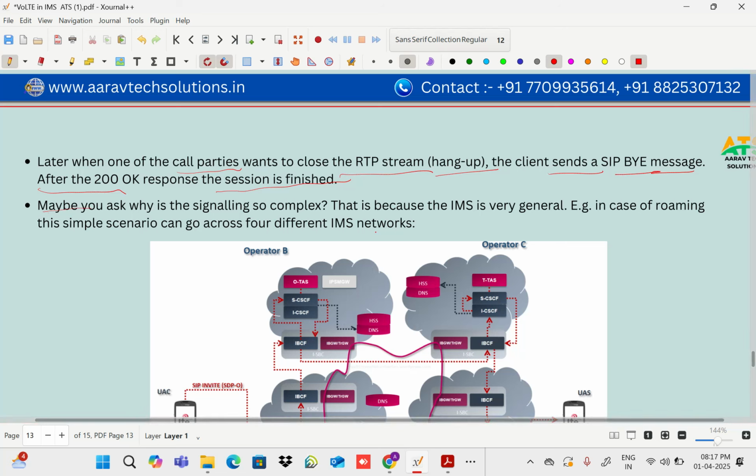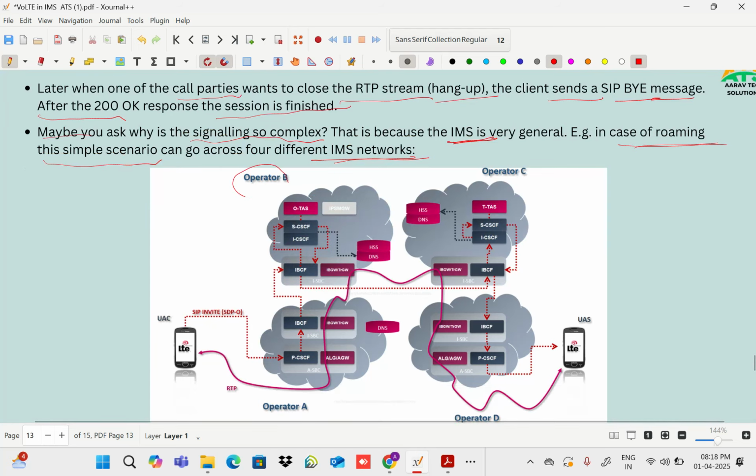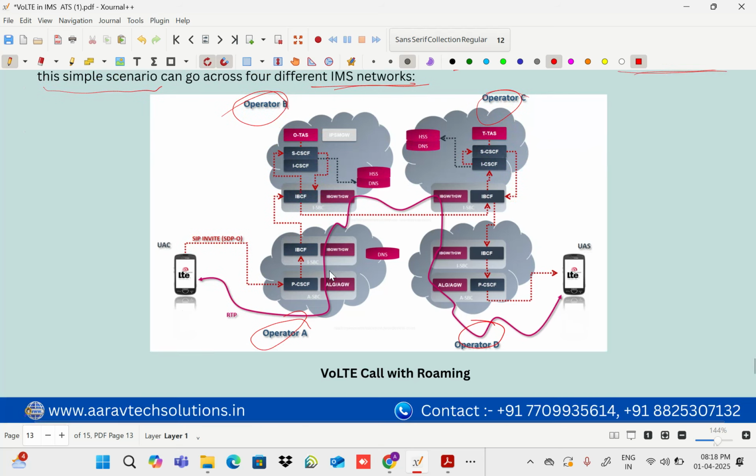Maybe you can ask why this signaling is so complex. That is because IMS is very general. In case of roaming, this simple scenario can go across different IMS networks like operator B, operator C, operator A, operator D. So it's a very simple thing. When you learn it in detail, it's very easy to learn.